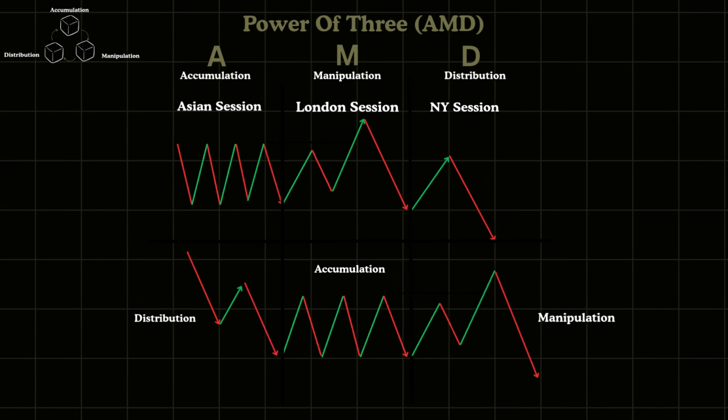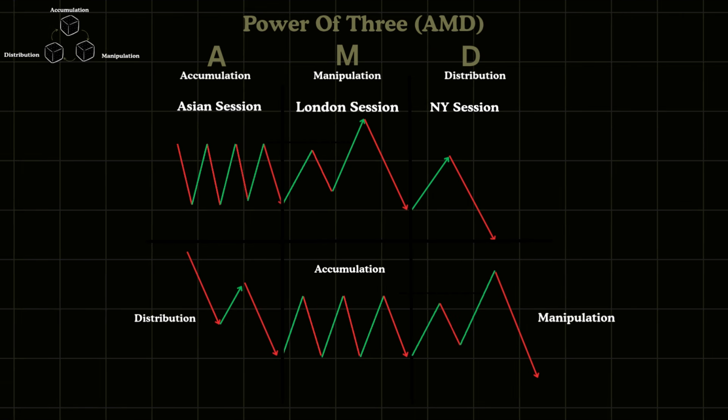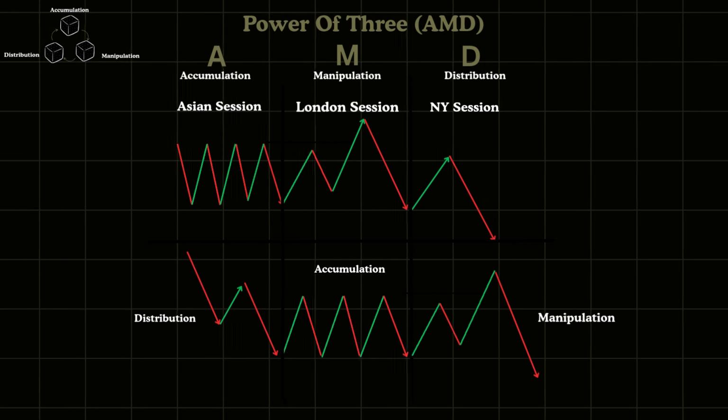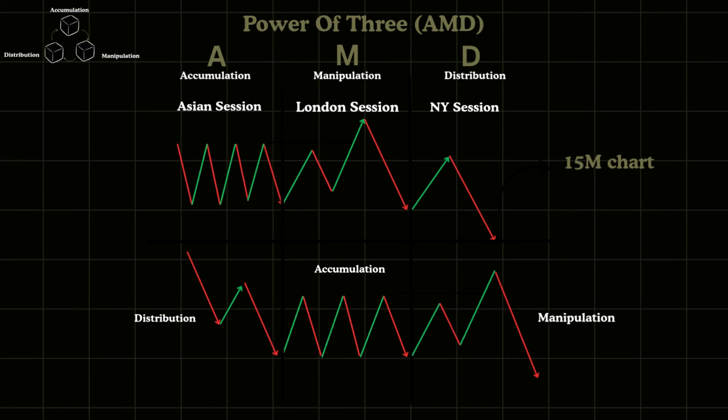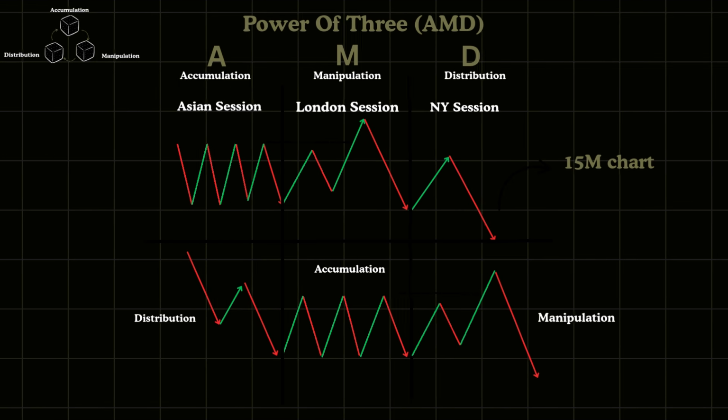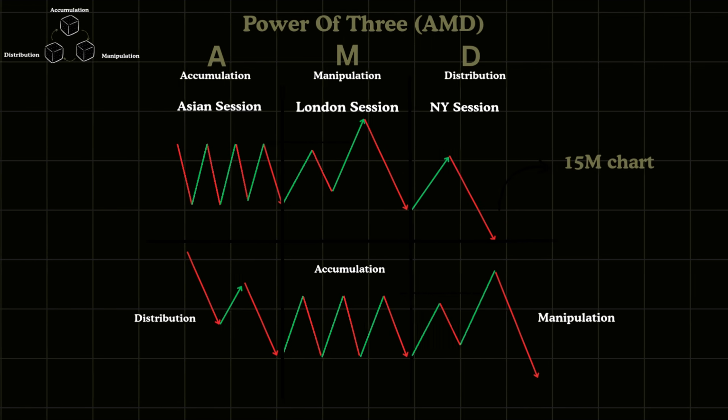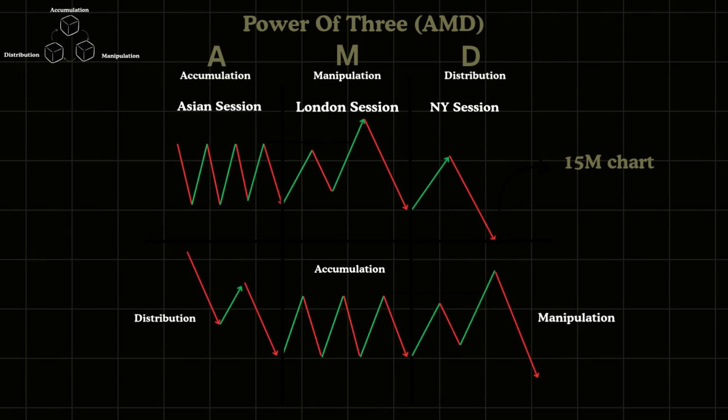Always assess the Asian session. It gives you the most accurate clue for reading AMD and understanding the market's 3-phase structure. In terms of time frames, the 15-minute chart is the most effective for spotting AMD behavior. It clearly shows price action and syncs well with the higher time frames.